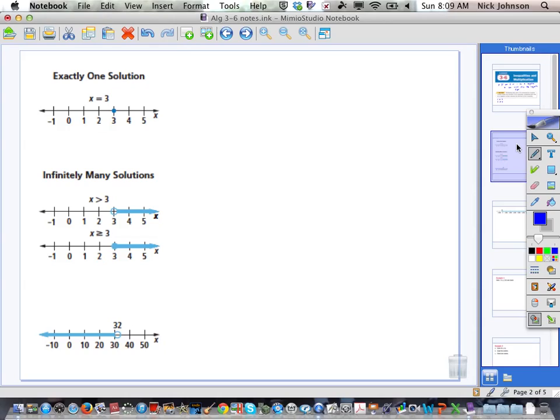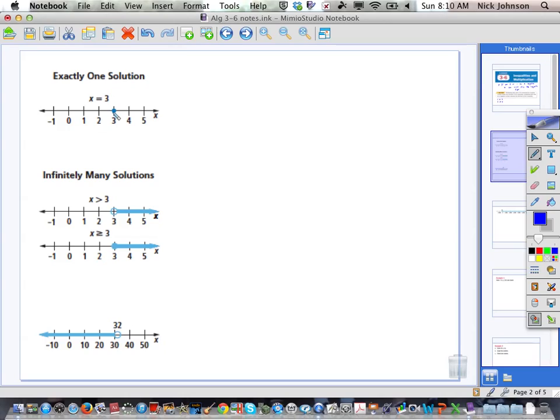Looking at inequalities, here's what happens when you have exactly one solution on the number line. It says x equals 3. If x equals 3, or if 3 can be the only solution to our problems, then what you have is a single dot right at 3. That is the only thing that can happen. Okay? 3 is our only answer. So you get a closed-in dot right at 3.